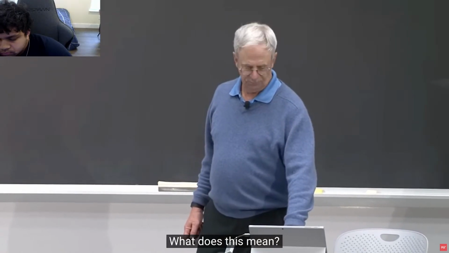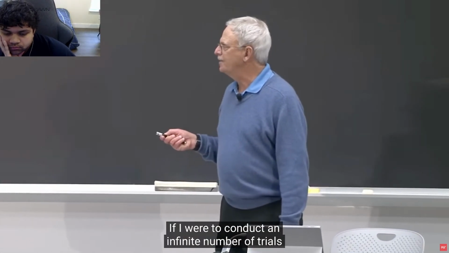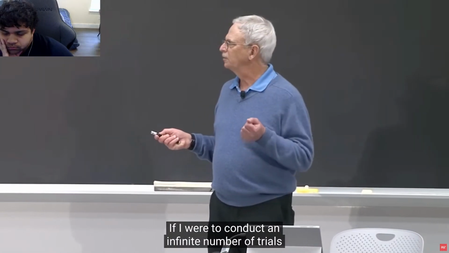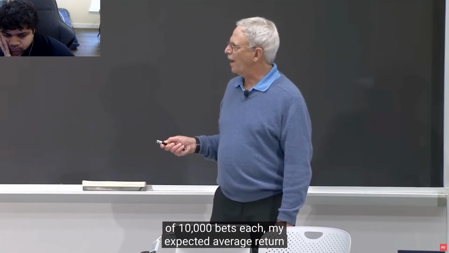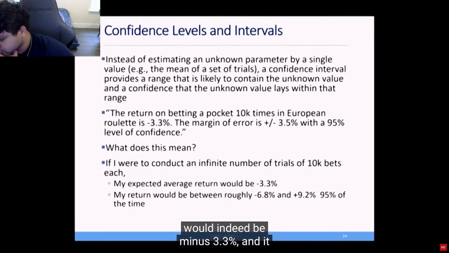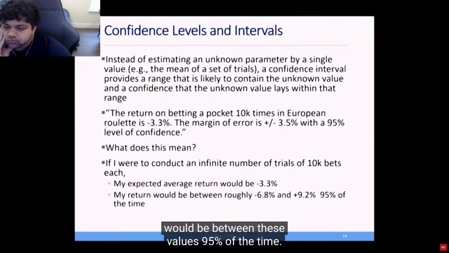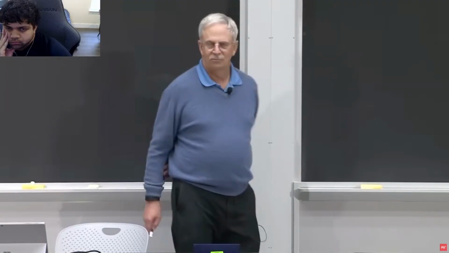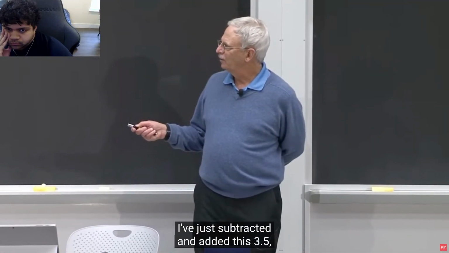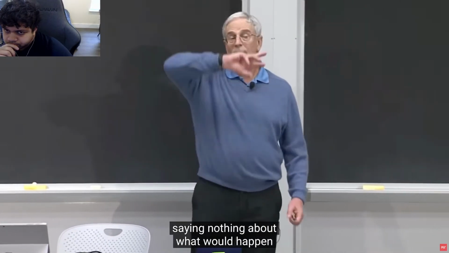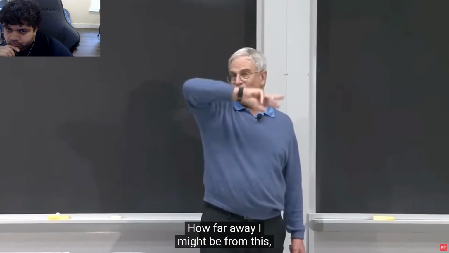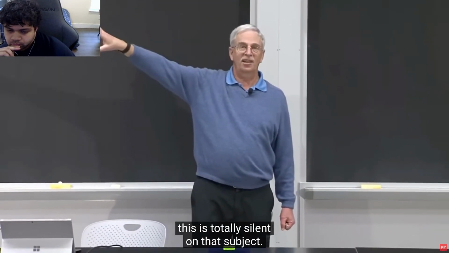What does this mean? If I were to conduct an infinite number of trials of 10,000 bets each, my expected average return would indeed be minus 3.3%, and it would be between these values 95% of the time. I've just subtracted and added this 3.5. It says nothing about what would happen in the other 5% of the time, how far away I might be from this. This is totally silent on that subject.